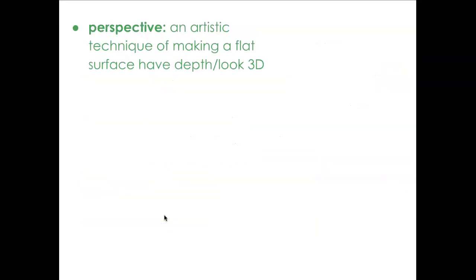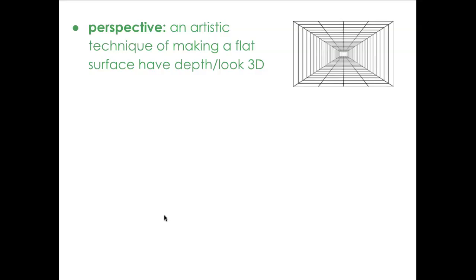Okay, perspective. This is an artistic technique of making a flat surface have depth and look 3D. Right, so here we see the point of perspective, so it makes it look like there is a tunnel that's getting further away into the distance. Okay, so another way of thinking of this is like when things look close and far, right? So adding perspective and making it look 3D and having depth will make things that are far away smaller, things that are closer are going to be bigger on a flat surface, right? So that's an illusion that artists create in their paintings to make them look 3D.